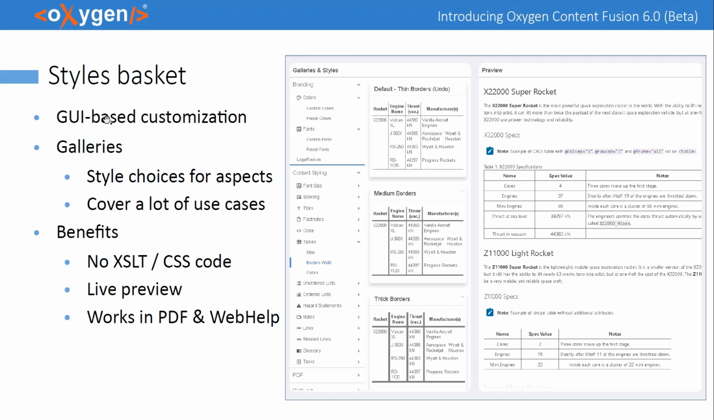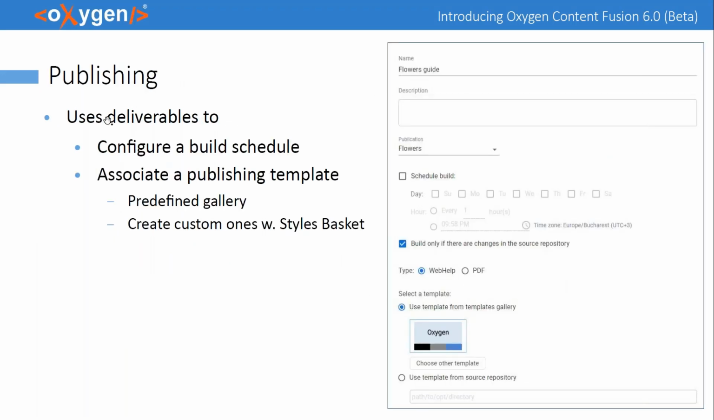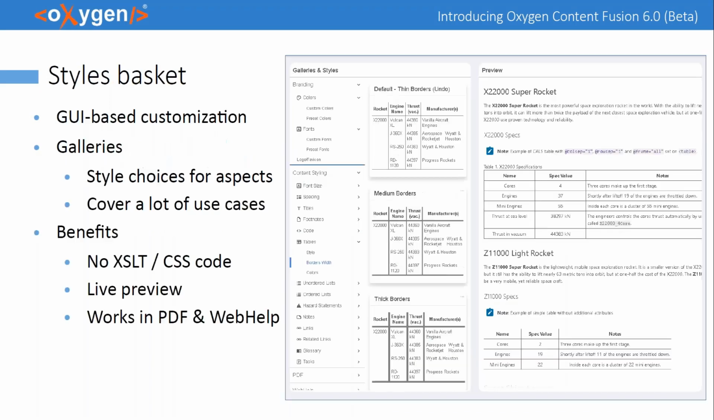I got a bit ahead of the slides, so I'm looking to see whether I missed something. Some benefits of using Style Basket are that you don't have to write any code like XSLT or CSS. You have a live preview to see how the changes will impact your output. And one very important thing is that if you choose a particular style for tables, the same style will be applied in both PDF and web help.